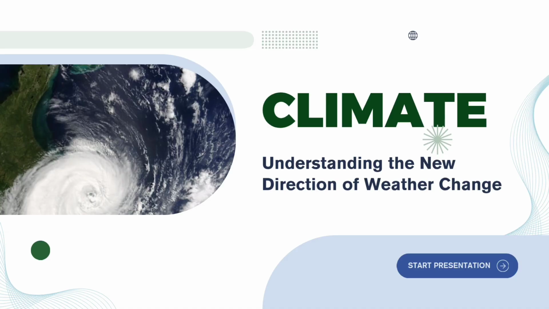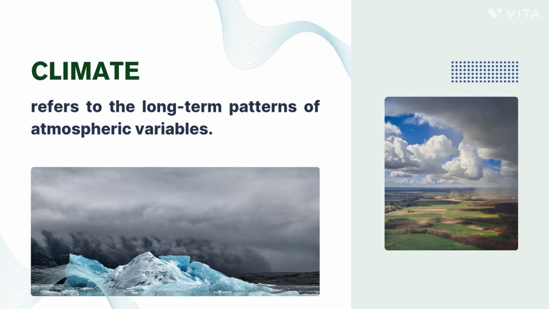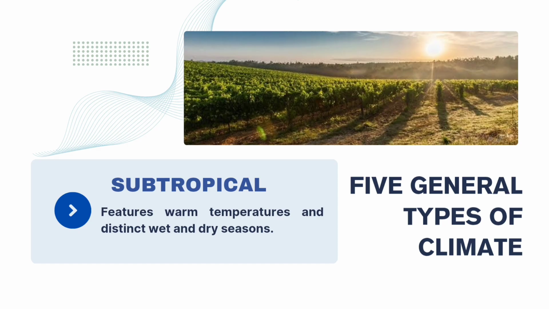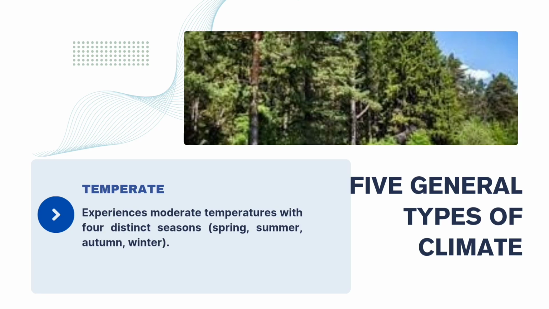Now let's discuss climate. Climate refers to the long-term patterns of atmospheric variables. There are 5 general types of climate. Tropical is characterized by high temperatures and significant rainfall throughout the year. Subtropical features warm temperatures and distinct wet and dry seasons.